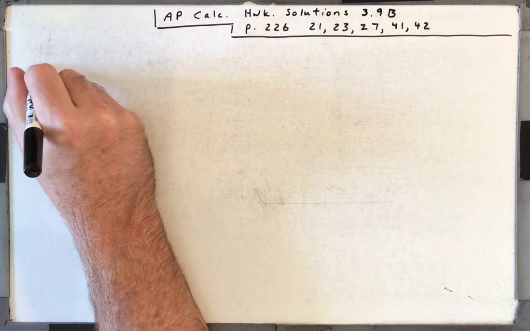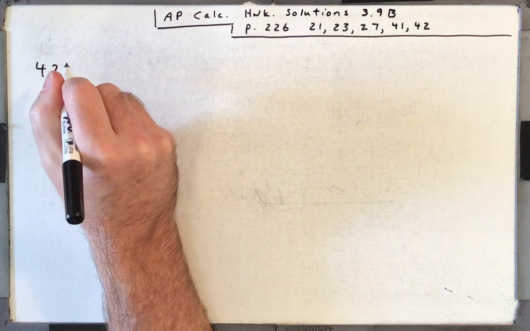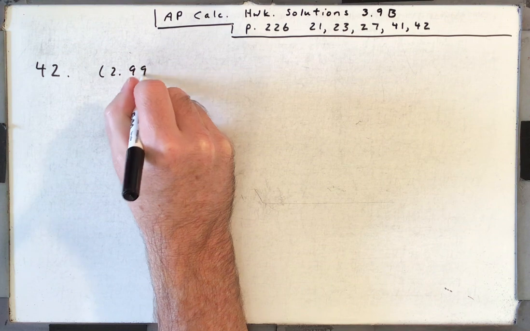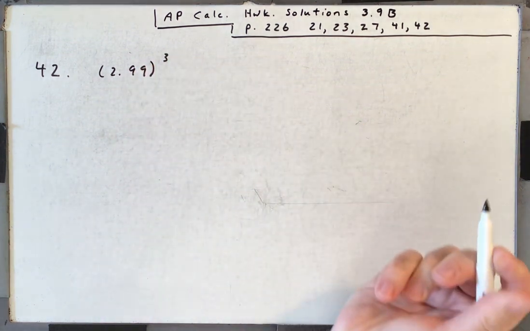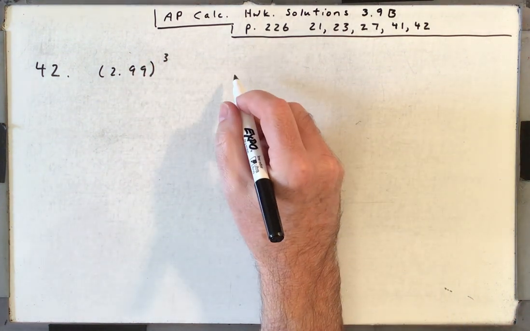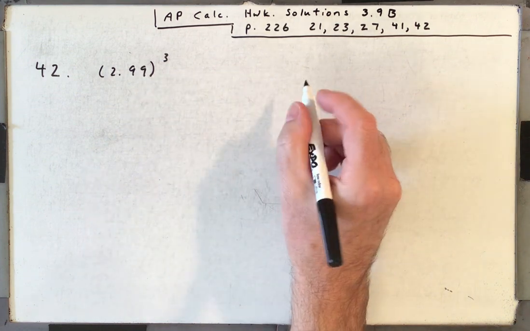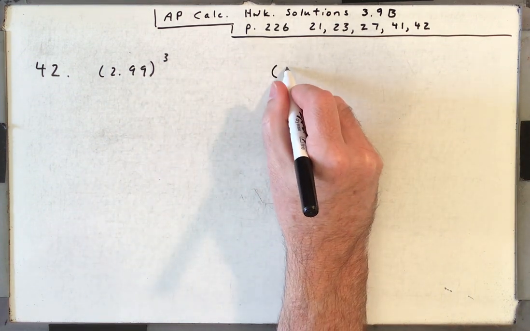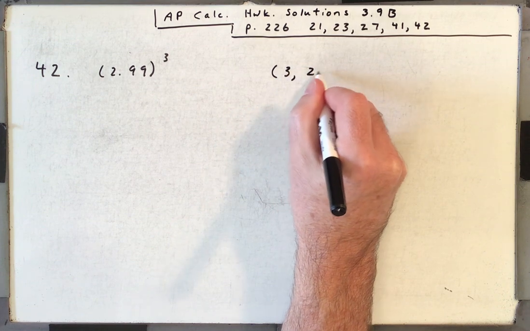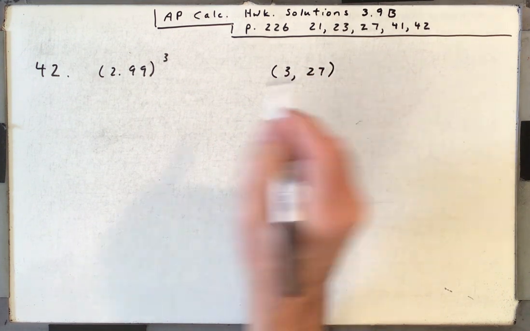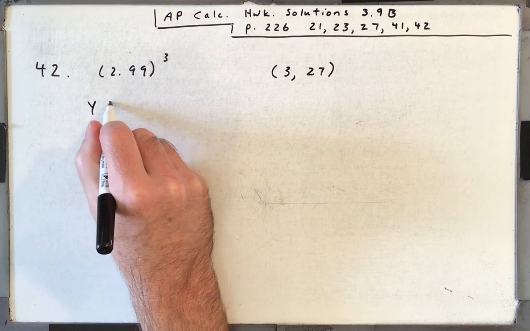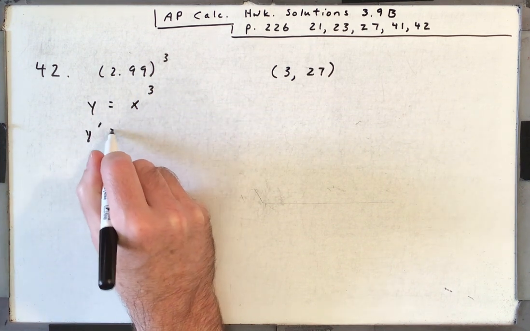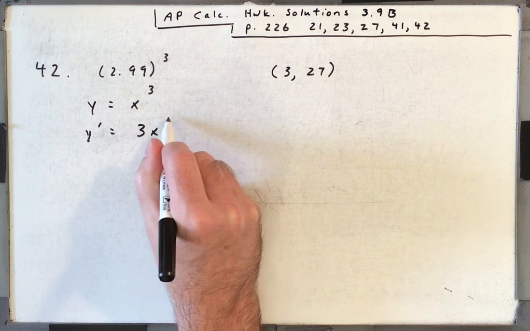All right, 42. We have 2.99 cubed. So the point I would pick nearby would be 3 cubed, right? So our point nearby is x is 3, and 3 cubed would be 27. Our equation then is y is x cubed. So y prime would be 3x squared.